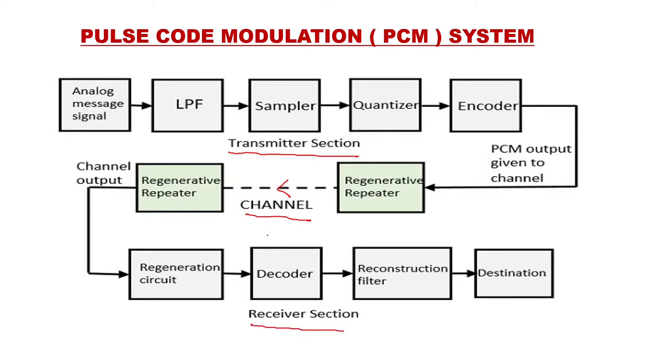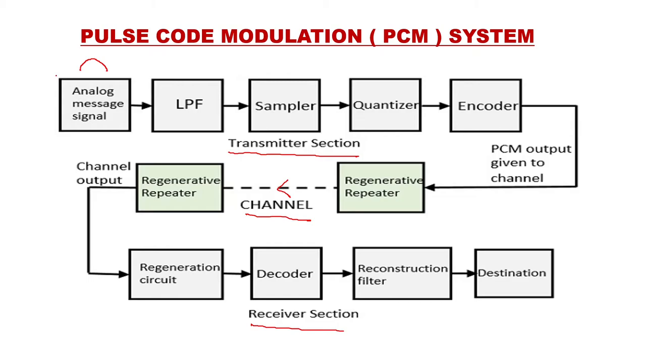Okay, now starting with the block diagram, first you have an analog message signal. So here you are going to have an analog message signal. This can look like this depending upon your message. Any message, sound or anything, will be converted to an electrical signal, and then it will be converted as an analog message signal, and then you will get that analog signal over there.